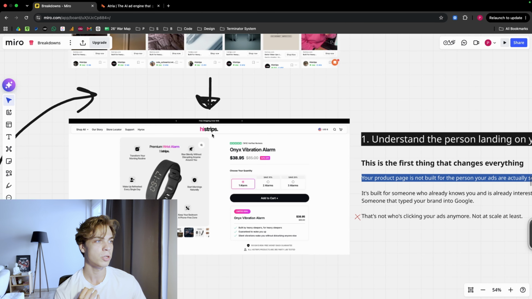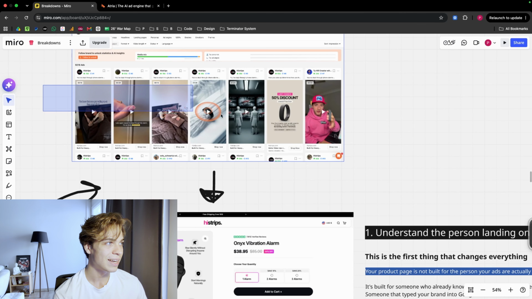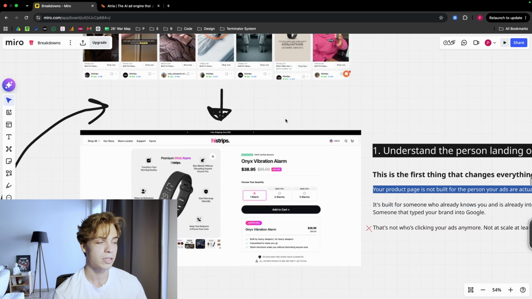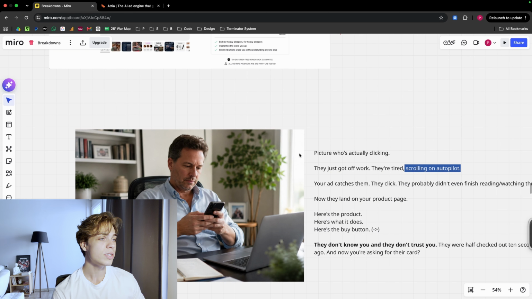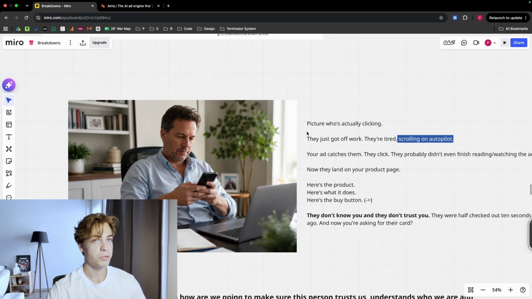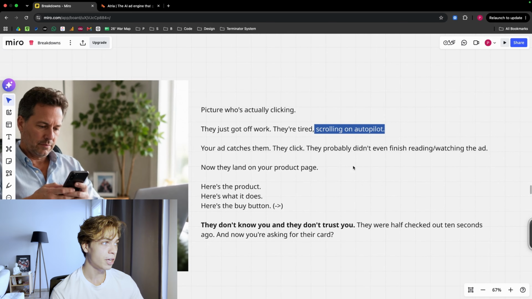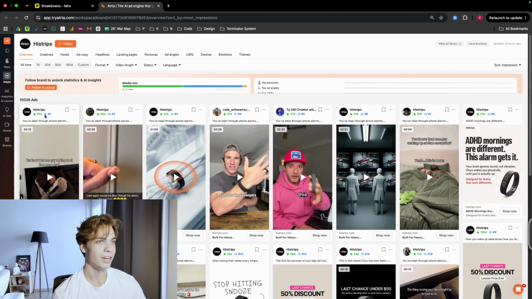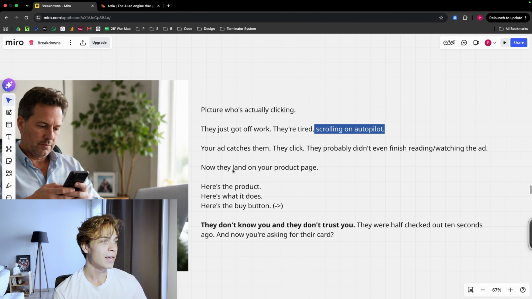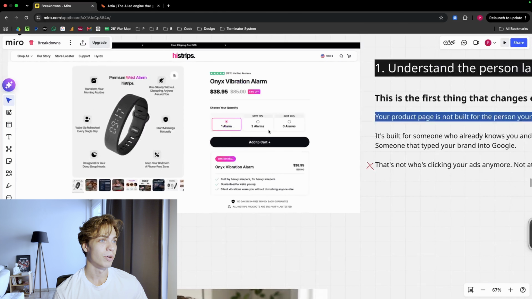And what High Strips basically does is they have all of these nice ads, but they're sending them all to this type of page, a very simple product page. Now picture who is actually clicking on the ad, right? This person, maybe they just got off work, they're tired, and they're just scrolling on autopilot mode. Your ad catches their attention, they click, they probably didn't even finish watching the ad, the ad copy, the video itself, and now they land on a product page like this.